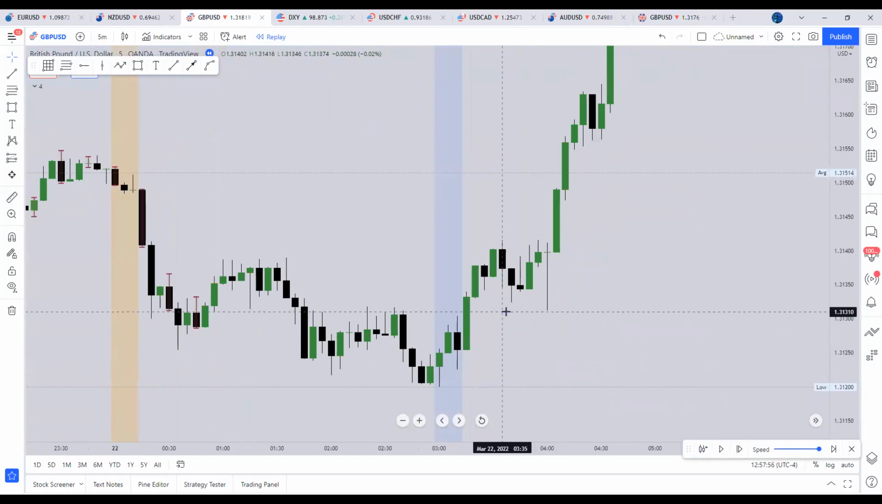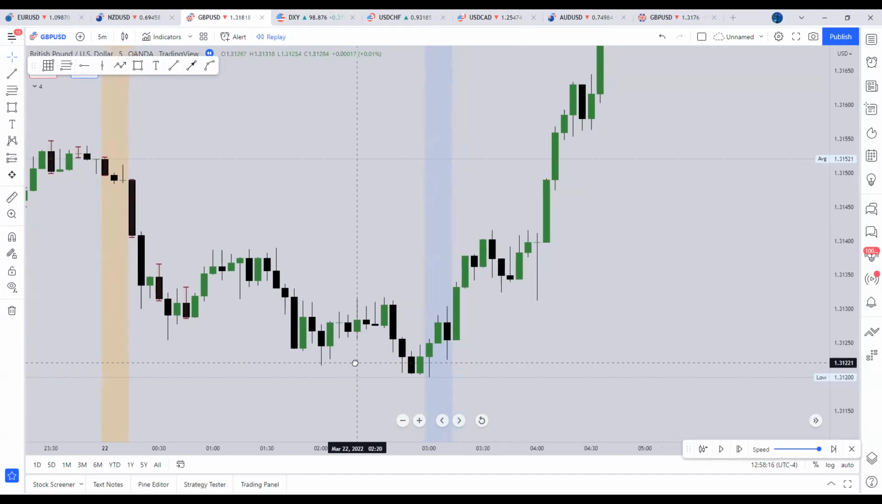Now, a lot of you guys might say, well, isn't this just a breaker block entry? And technically it is, but there's something here that I want to show you guys that's a little bit more than a breaker block entry, okay? It's a little bit different.